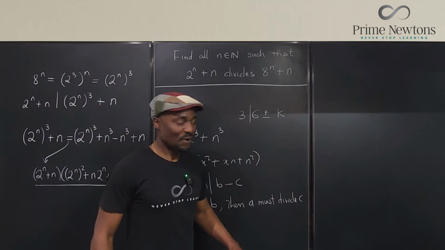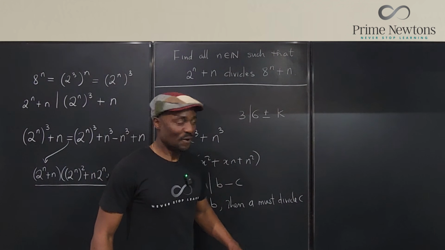Here we're going to have 2 to the n plus n. And here we're going to have n times n minus 1 times n plus 1. Okay, so this makes our answers easy to see. Instead of us doing n cubed minus n, the factored form is easier. Watch this. So when n is 1, this is going to be 3. And when n is 1, this is going to be 0. 3 divides 0. Check. Any 0 is divisible by any number, so 1 works.